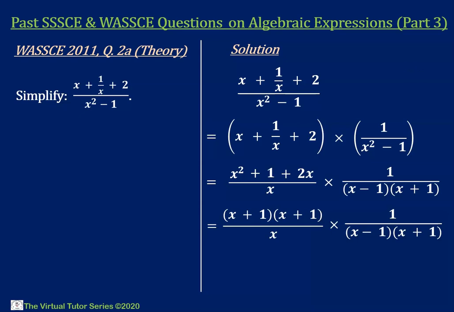At this point, we can cancel out the common factors. So x plus 1 cancels out x plus 1, leaving x plus 1 all over x into bracket x minus 1.